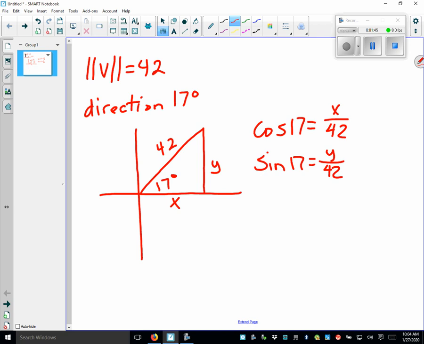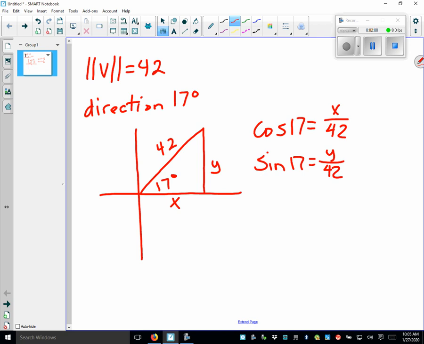Y is 12.3? I was going to say round it to the nearest tenth. You read my mind, Corbin. Oh, you said y. I got you. You said y, x point y. What's x? 40.2. Should be an easy problem, right? Y'all remember this?